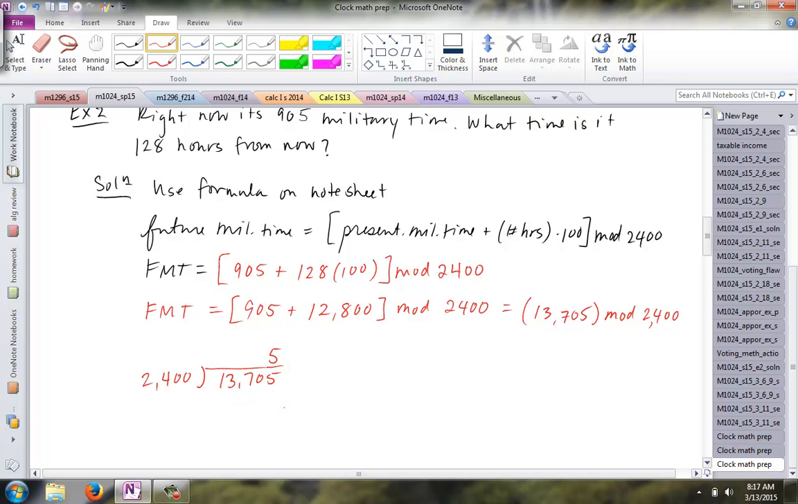So 5 times 2,400 is 12,000. We just subtract this to get the remainder, 1,705, and that's the answer to this problem. So for this problem, we don't care about how many times it goes in, the 5 part of this answer, we just care about the remainder. And I guess it doesn't matter, but usually military time you don't write the comma with 1,000, so it's 1,705 hours.